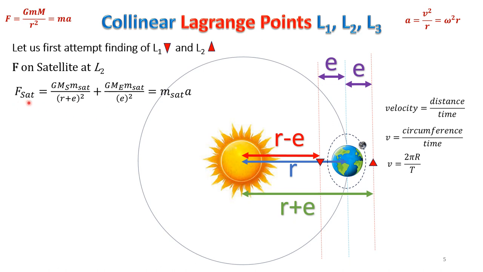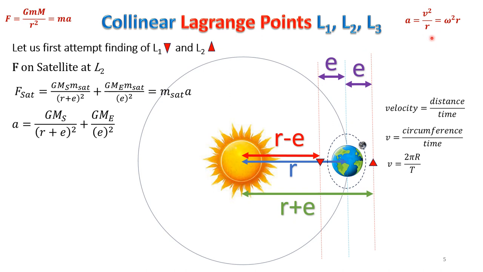So the force on the satellite is G M_S, that is the mass of the Sun, times the mass of the satellite divided by the distance squared, plus G times the mass of Earth times the mass of the satellite divided by the distance between Earth and satellite squared. This is equal to m_satellite, that is the mass of the satellite, times acceleration. So this can be further simplified for acceleration like this.